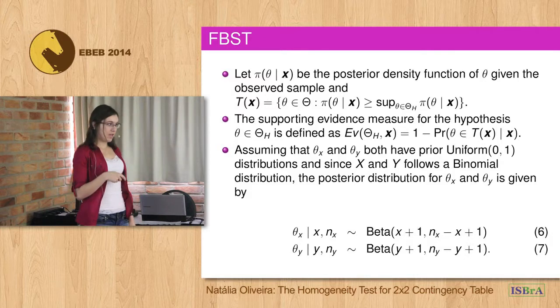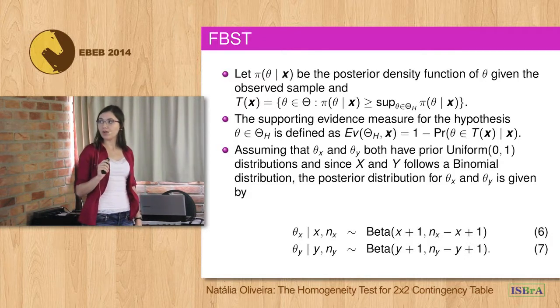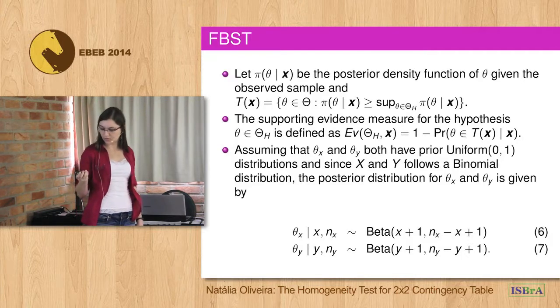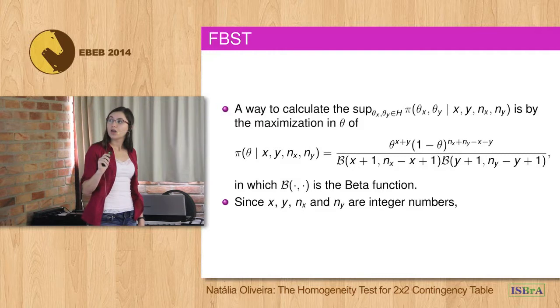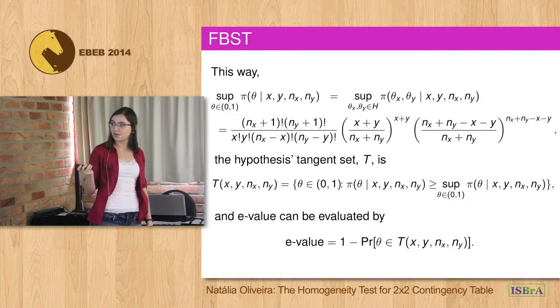So assuming theta x and theta y both have prior uniform (0, 1), we have that the posterior density is given by a beta distribution. And in order to calculate the supremum to obtain a tangent set, we have this posterior density, and since we have a lot of integer numbers, it can be simplified by this expression. So then the hypothesis tangent set follows directly from that, and the calculation of the e-value.